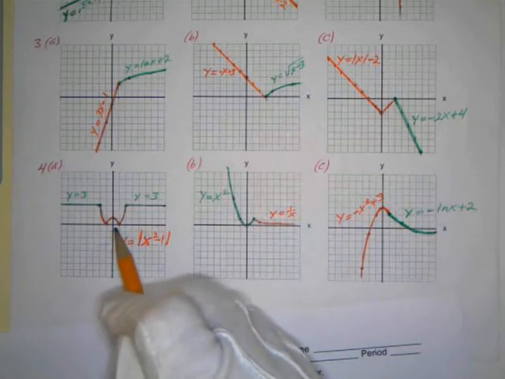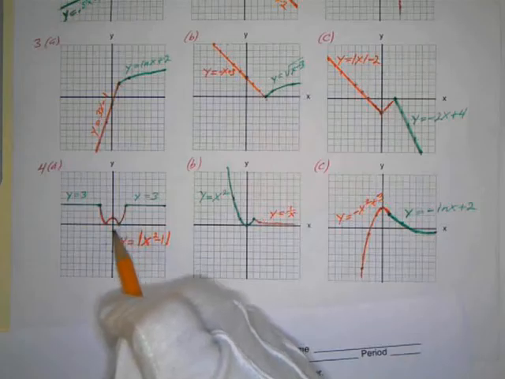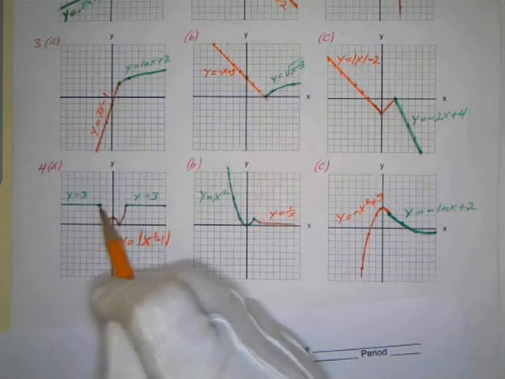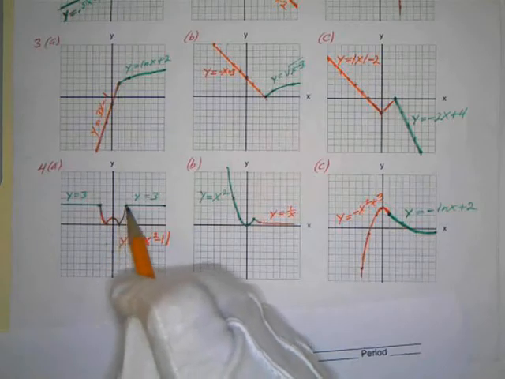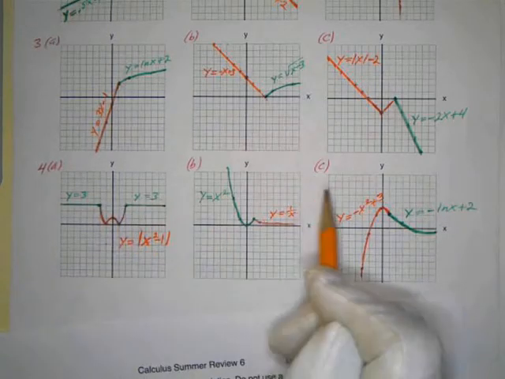But this part of the parabola is negative, and remember the definition of absolute value, if it's negative, we reverse these points. So here it was negative 1, it becomes positive 1. So it goes like this. And that's between negative 2 and 2. That's when the absolute value is less than 2.